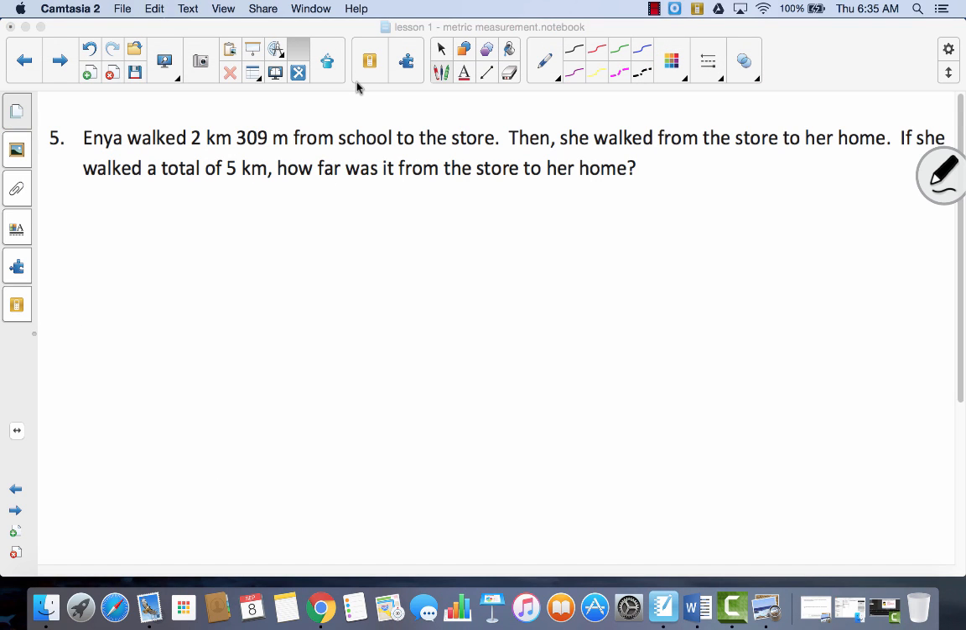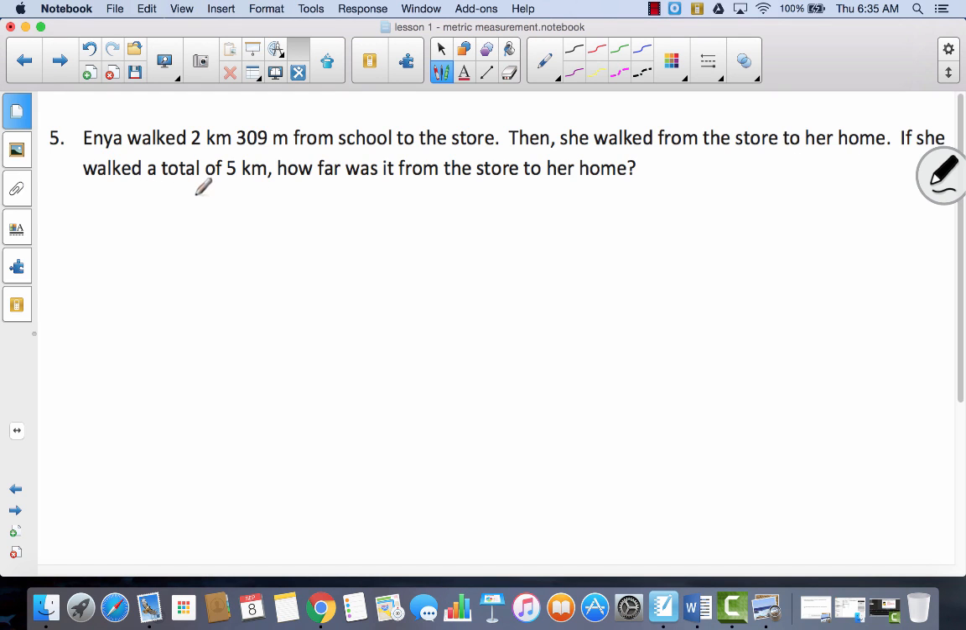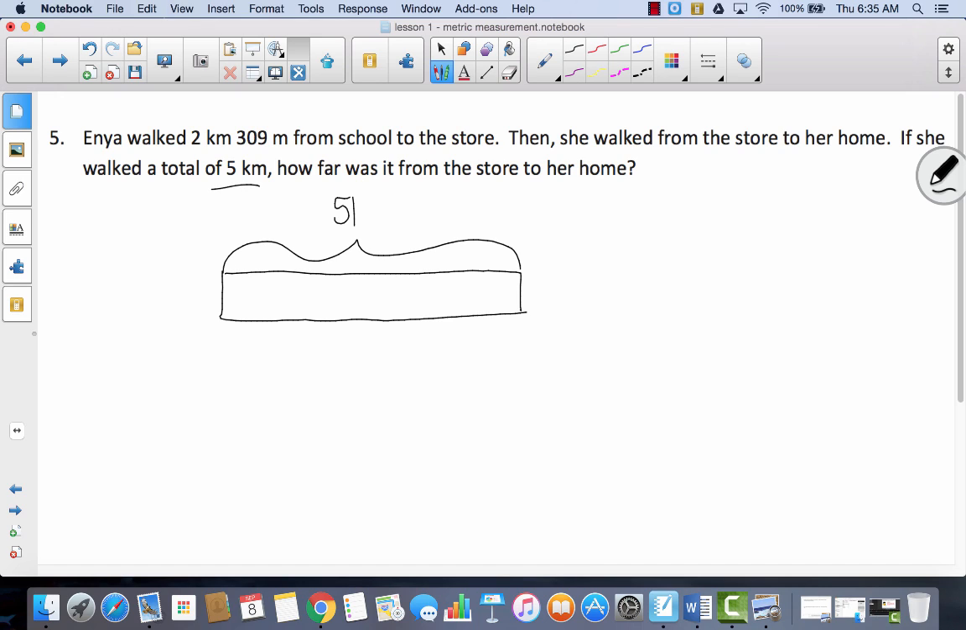Okay, let's take a look at problem 5. So Enya walked 2 kilometers, 309 meters from school to the store. Then she walked from the store to her home. If she walked a total of 5 kilometers, how far was it from the store to her home? So I don't have a comparison problem here. I actually have a total. It even says the word total. So how far total did Enya walk? It says here that she walked a total of 5 kilometers.